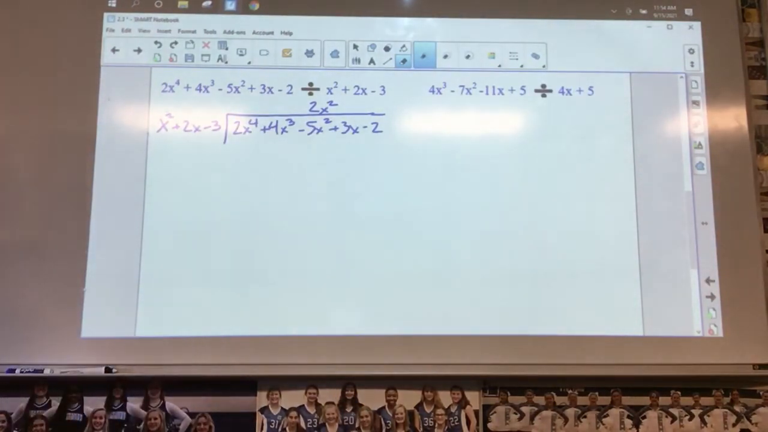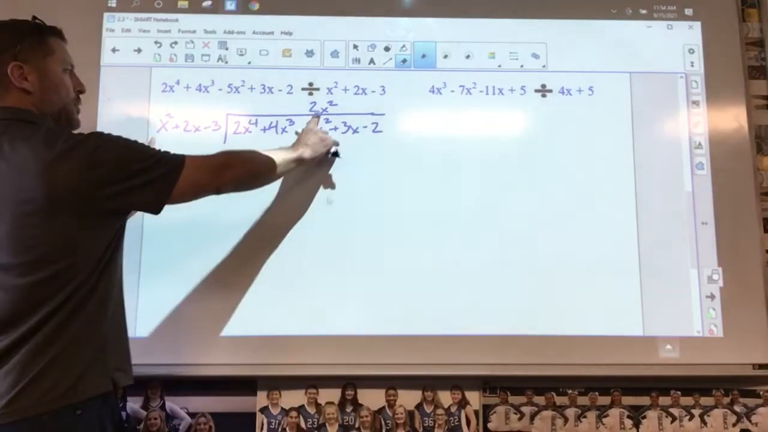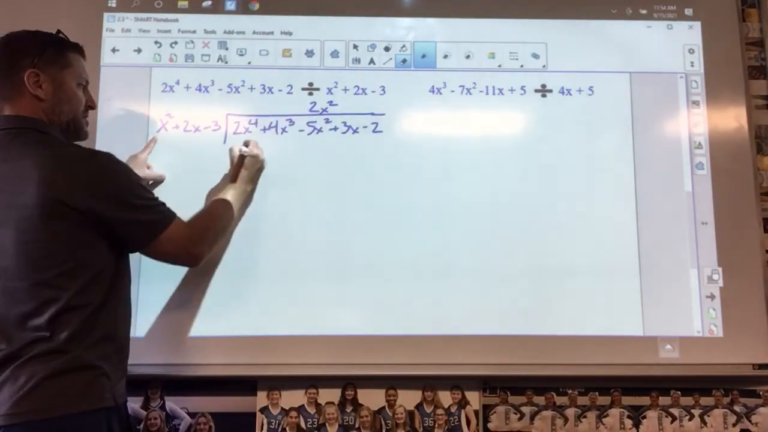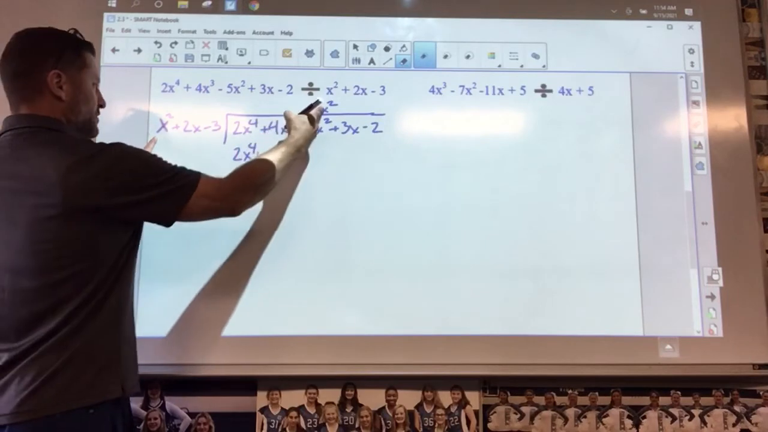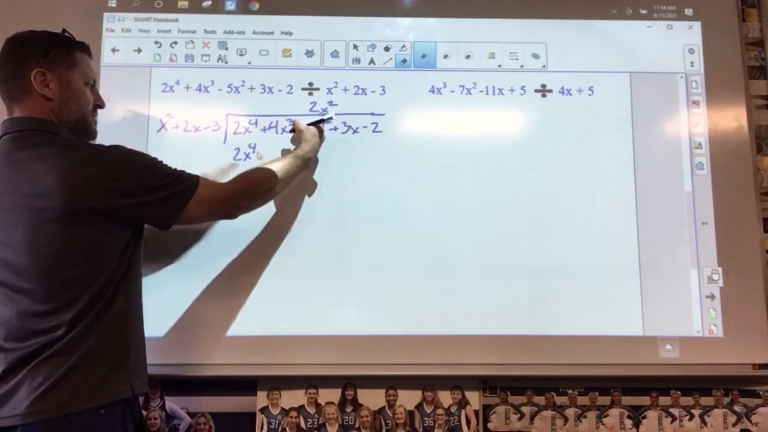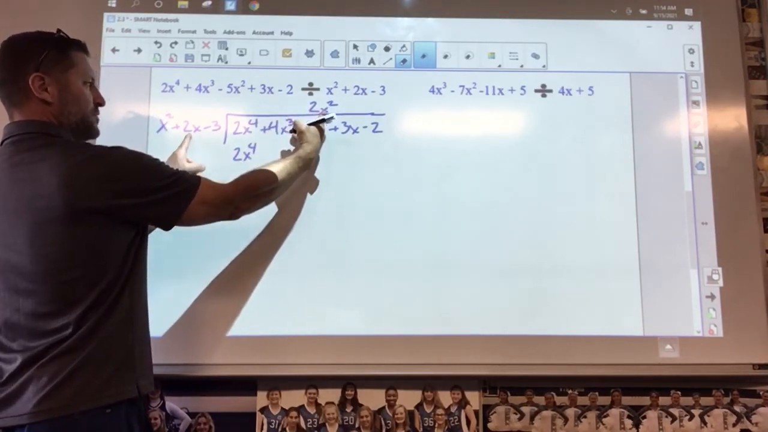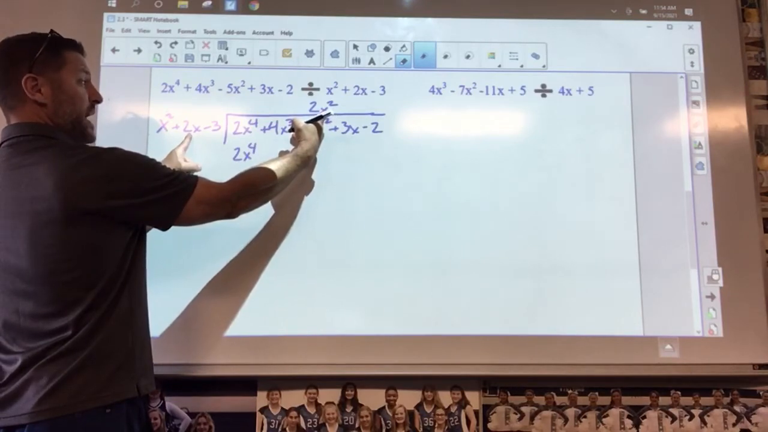X squared. And then I drop 2, right? I drop both 3x minus 2. Yeah, I'm gonna drop them both. Okay. So I got 2x squared. Sorry, 2x to the fourth. Let's try that again. 2x squared times x squared is 2x to the fourth. 2x squared times 2x is 4x cubed.